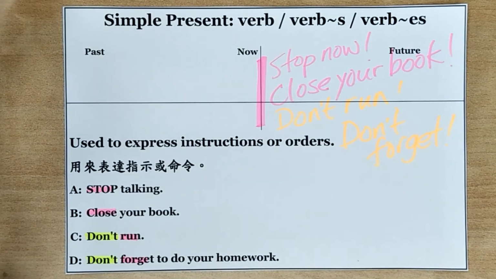All right, let's illustrate simple present. Remember, simple present is verb, or verb plus S, or verb plus ES. The simple present is used to express instructions or orders. For example, A: Stop talking. B: Close your book. C: Don't run. D: Don't forget to do your homework.